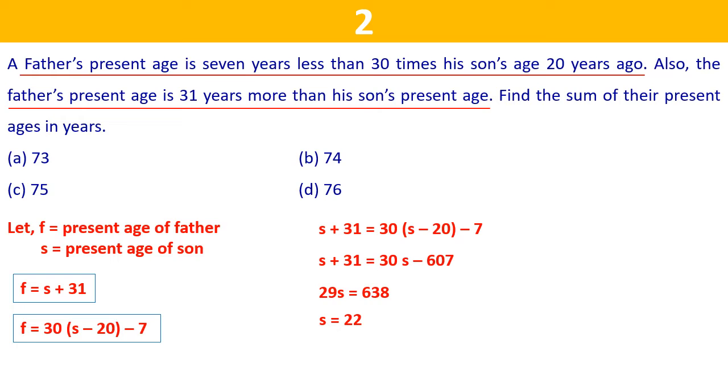If the age of son is 22 years, obviously father is 31 years more than him. His age will be 53 years. It is asked in the question, find the sum of their present ages. So 22 plus 53, the answer is option C, 75.